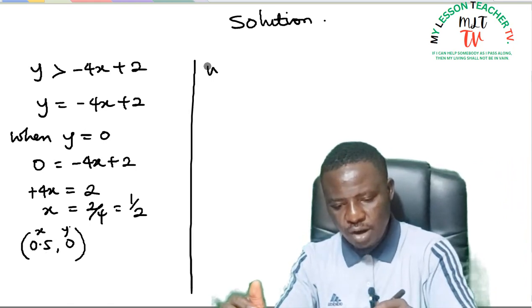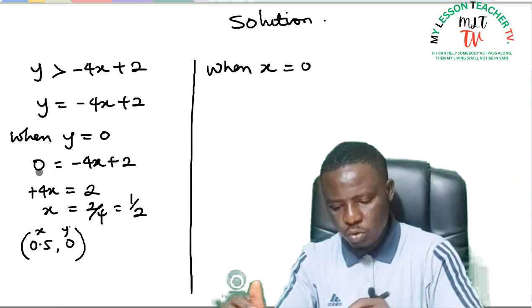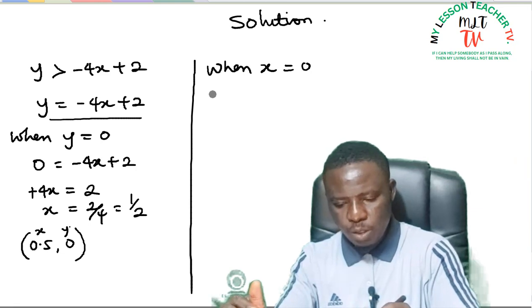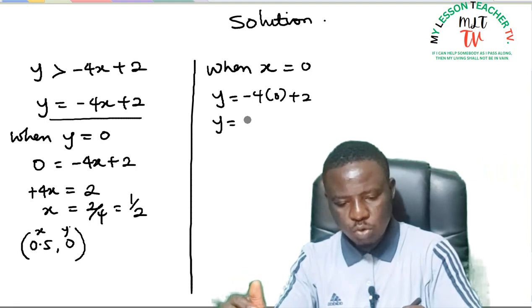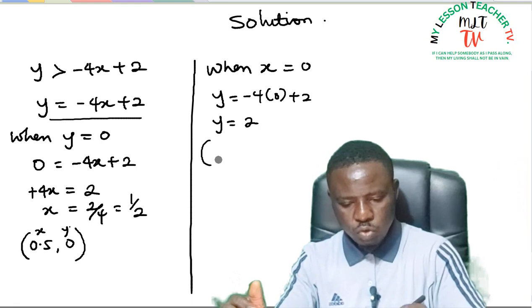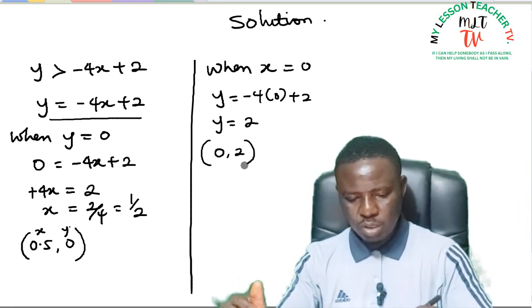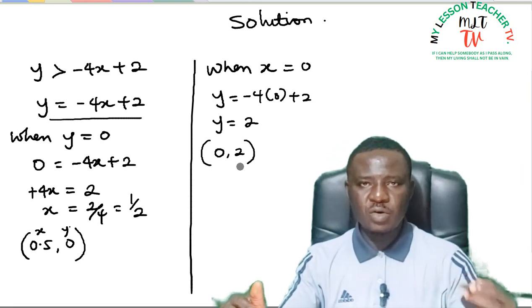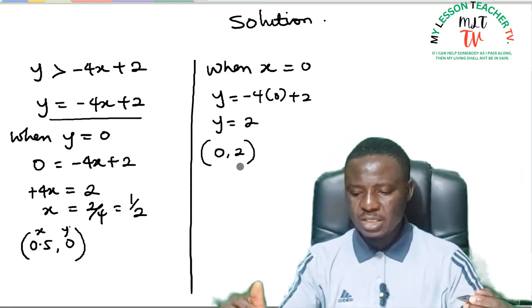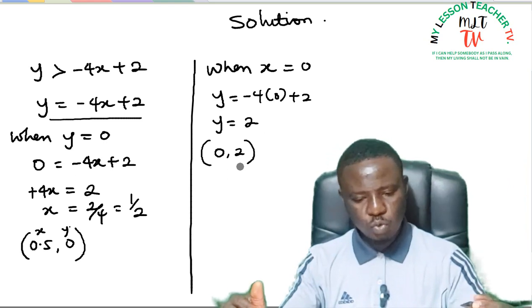Also, we shall look for the value of y when x is equal to 0. So when x is equal to 0, you substitute it into this equation. You have y equal to minus 4 times 0 plus 2. It therefore means that y is equal to 2 when x is 0. So representing it in set notation, you have 0, comma 2. Now, this 2 gives us the y-intercept of the graph of y equals minus 4x plus 2.